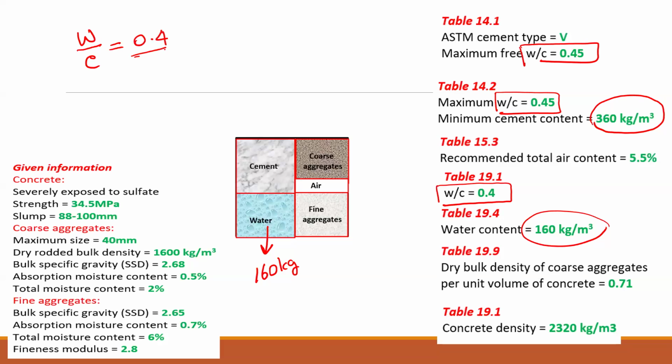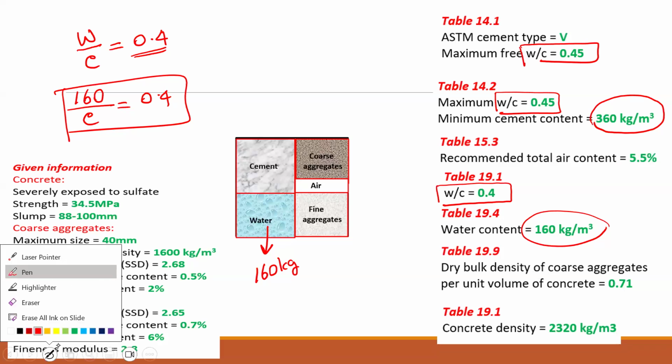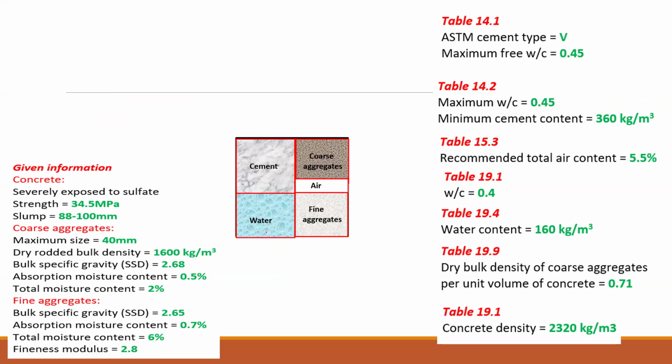0.4. That is the effective value. And if we select the 0.4, that will satisfy the other two as well. The maximum can be 0.45, but when we select the 0.4, that will satisfy the other condition as well. So now you know water content is 160, so you can find the cement content. Can you guys find me the cement content? Yes, 400 kilograms. So water is 160.